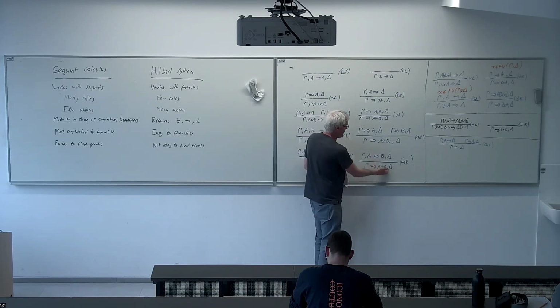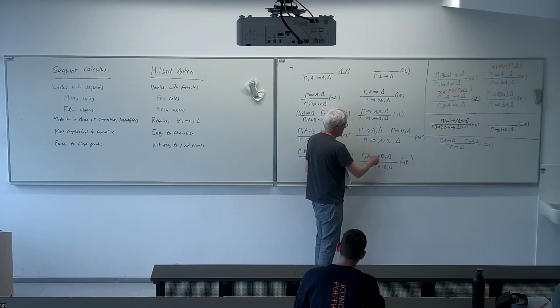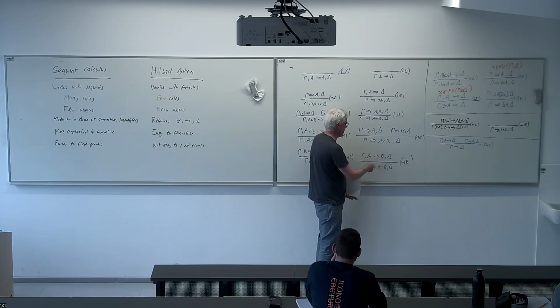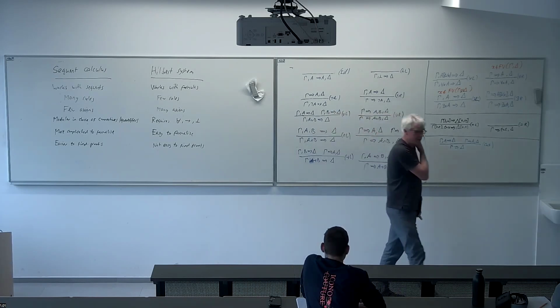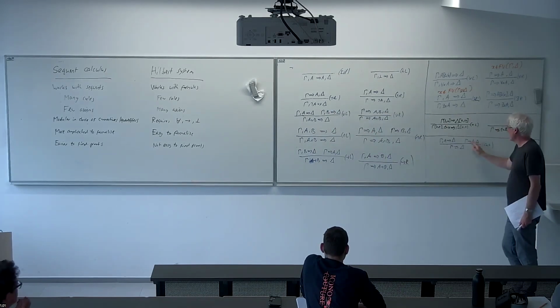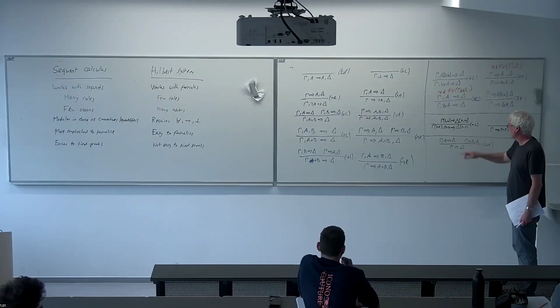So here we break down A implies B into A and B, which are subformulas of A and B. We'll then break B down into subformulas of that. Whereas here you can just put in any formula whatsoever into your proof.